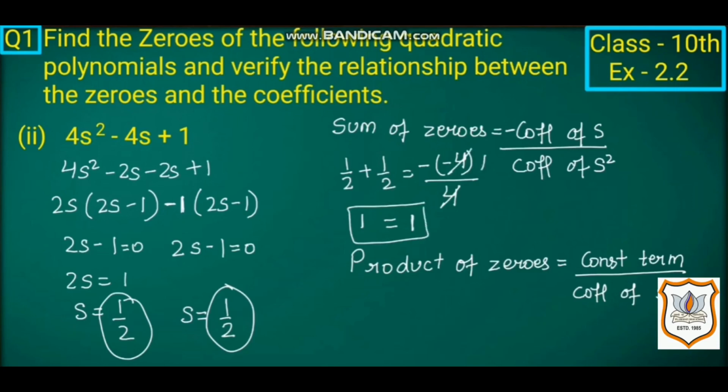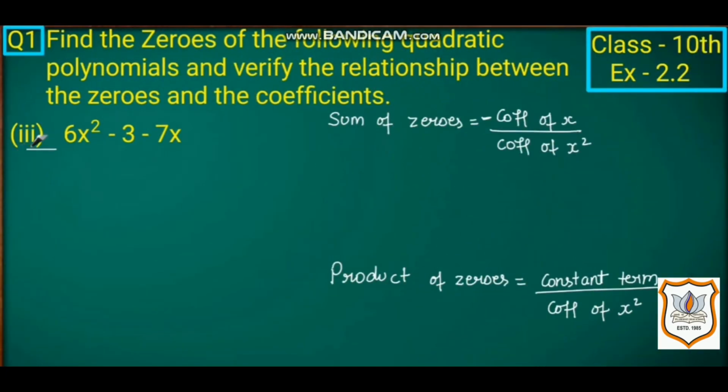In a similar way we have to find the product of zeros also. Product of zeros means half into half, equals the constant term 1 upon the coefficient of s square, which is 4, so 1 upon 4. Multiplying half into half we get 1 by 4. Therefore 1 by 4 equals 1 by 4.